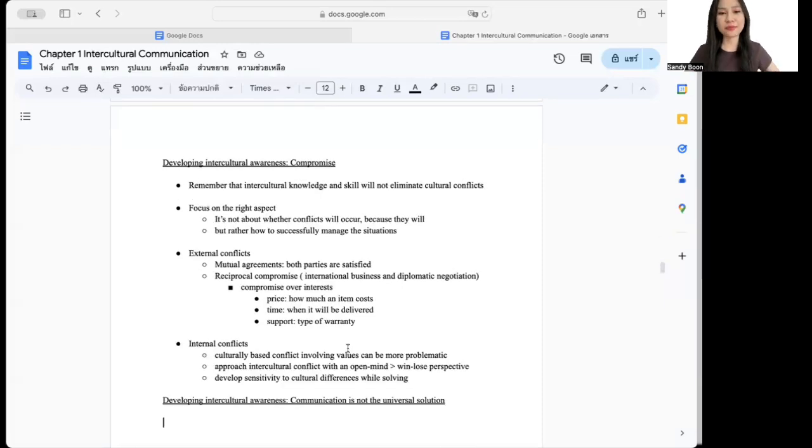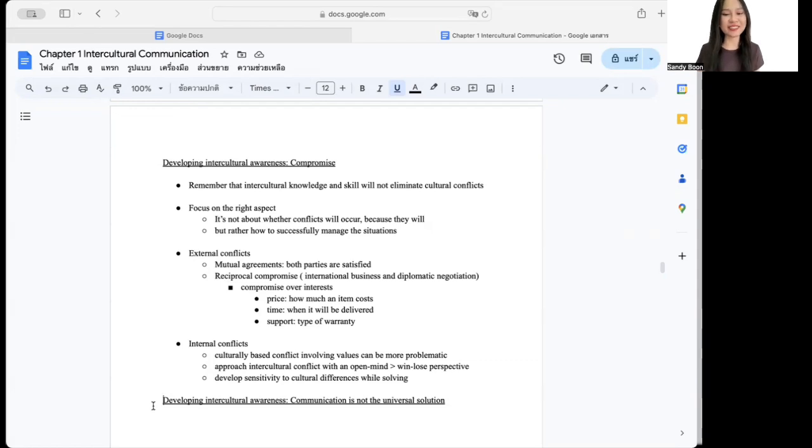There's one thing we need to understand before we learn how to compromise. We're not learning intercultural communication to eliminate all cultural conflicts. We're not learning it to avoid cultural conflicts, because the question is not whether the conflicts will happen or not. The answer is they will definitely happen. But we need to focus on how to manage those conflicts instead. You cannot avoid the conflicts. They will happen. But you can focus on how to manage and solve them. So be open-minded and compromise, okay? There's no need to have a winner and loser in every situation. Compromise. We can both win.